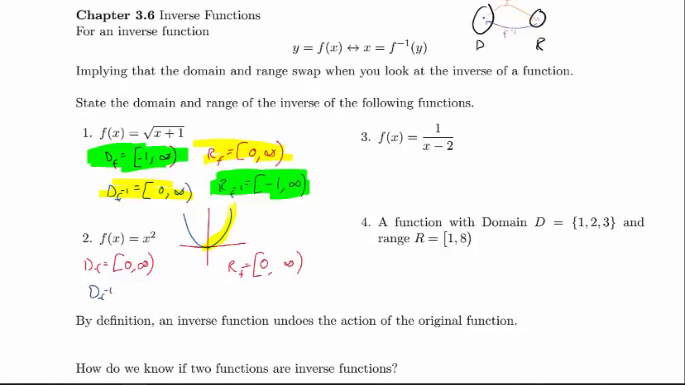Alright, and so the domain of the inverse equals 0 to infinity. And then the range of the inverse is going to also be 0 to infinity. Okay.